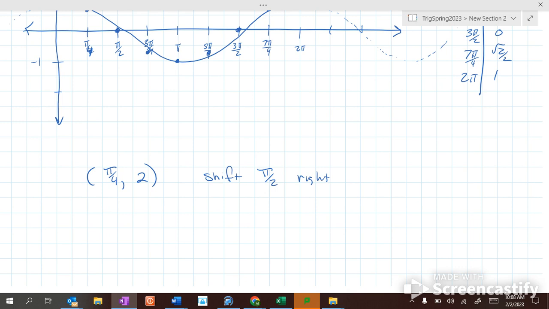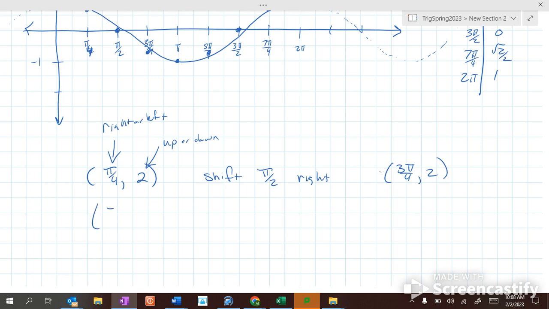If we're talking about right and left, it affects the x value. If we're talking about up or down, we're going to affect the y value. So what is pi over 4 plus pi over 2? 3 pi over 4. Easy peasy lemon squeezy.